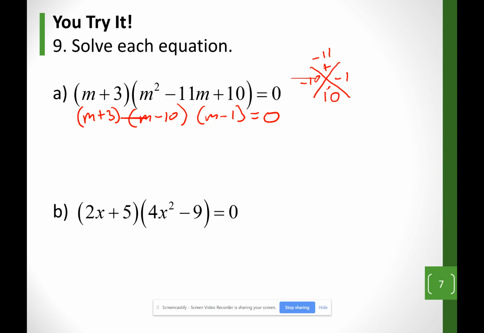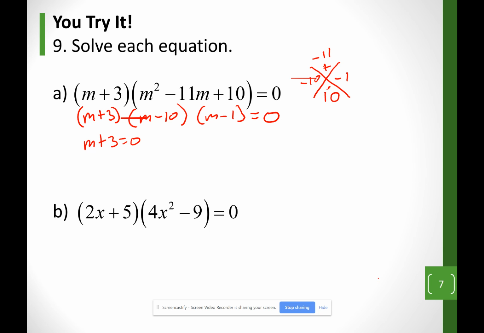To solve this equation, I'm going to let each of my factors, in this case all three of them, equal 0. So I have m plus 3 equals 0. I have m minus 10 equals 0. And I have m minus 1 equals 0.